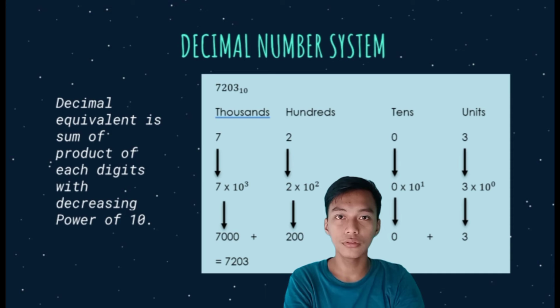We have given here 7203 sub 10. So we have the following digits: 7203. We will multiply these digits by decreasing powers of 10 and this will be the outcome: 7 times 10 raised to 3, 2 times 10 raised to 2, 0 times 10 raised to 1, 3 times 10 raised to 0. After that, this will be our value: 7000, 200, 0, and 3. Then the sum is 7203. As you can see, this is equal to the given digits in the first place. We just proved that the decimal number system typically uses base 10.